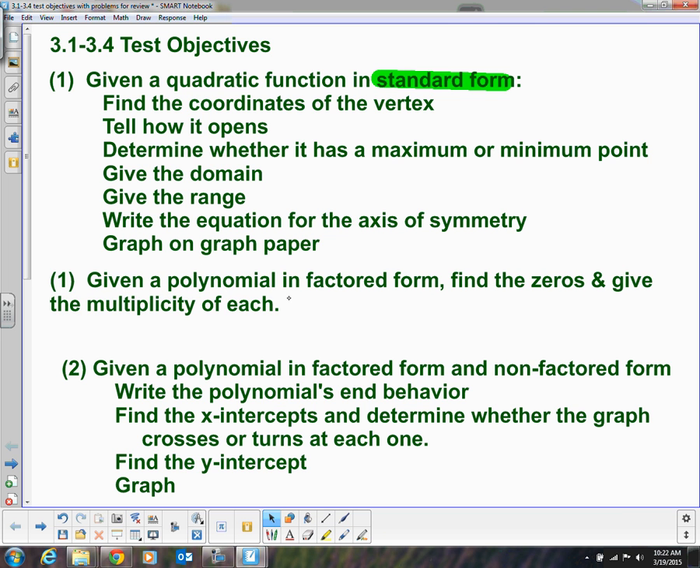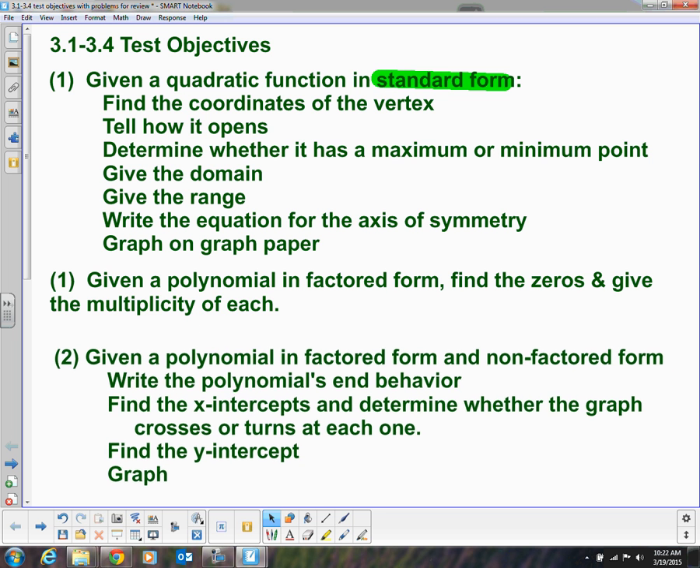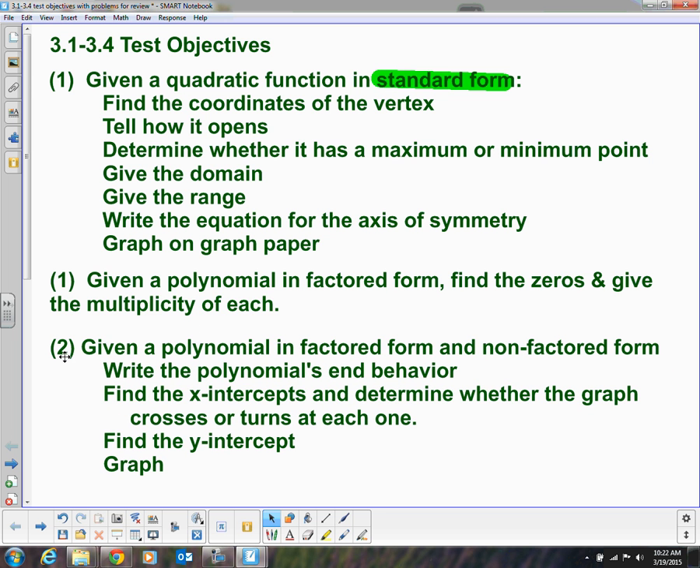Now, second question. I will give you a polynomial in factored form, and you will find the zeros and give the multiplicity of each. Have I asked you to graph at this point? No. So it'll be already factored. Give me the zeros and multiplicity. Okay, now how many are you going to have? 2. Given a polynomial in factored form and non-factored form. Can you guess why there's 2? 1 factored and 1 non-factored.